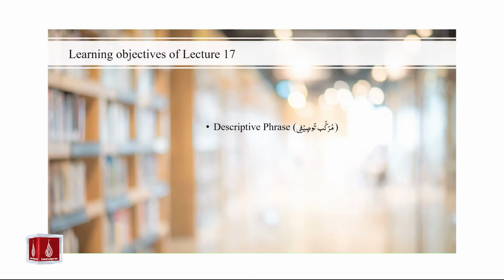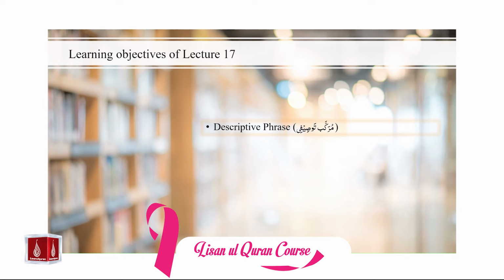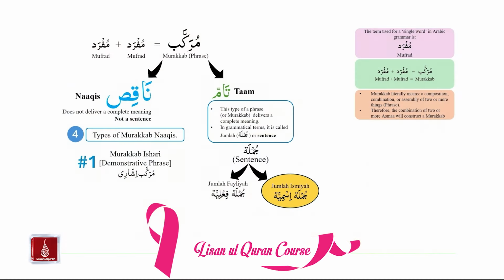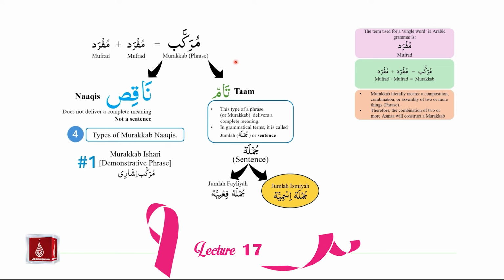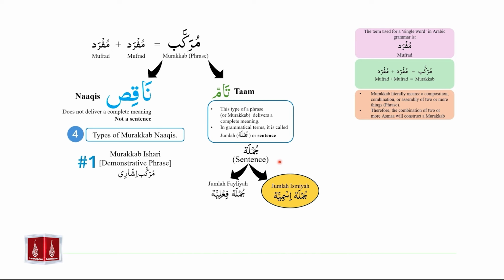In this lecture, we will study the second type of murakkab nakis, which is called descriptive phrase or murakkab tawsifi. Previously, we studied that there are two types of murakkab or phrases. The first type is called murakkab tam, which is also known as jumla or sentence. Within murakkab tam, we started the study of jumla ismiya. The second category of murakkab is that of murakkab nakis.